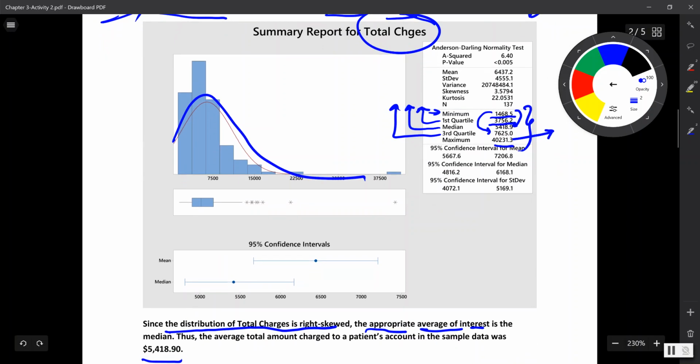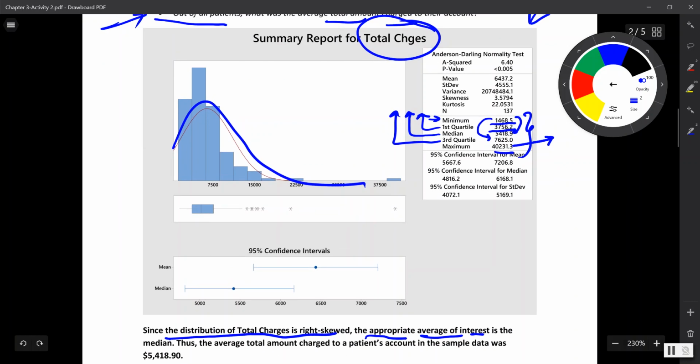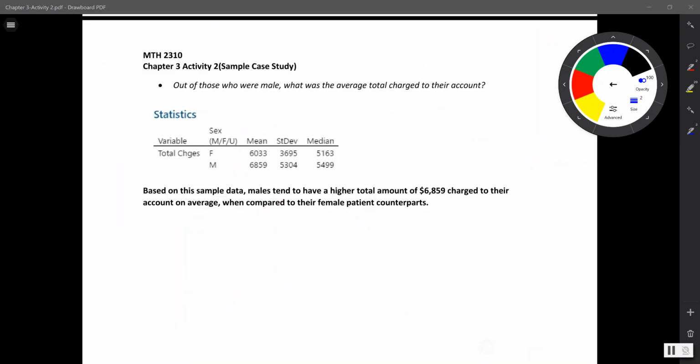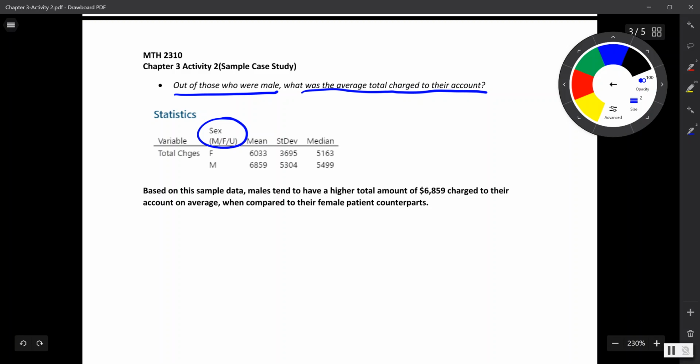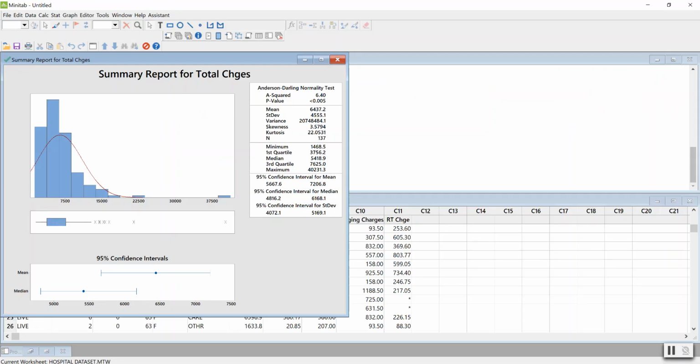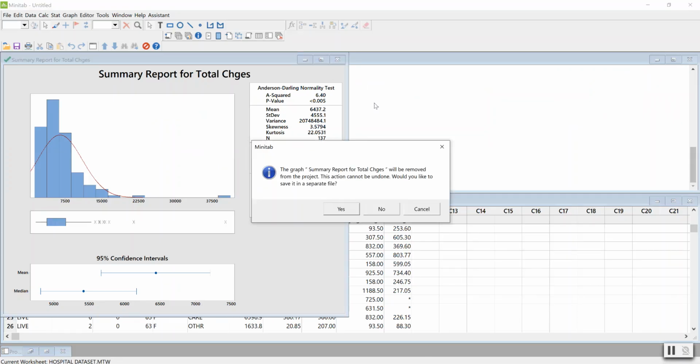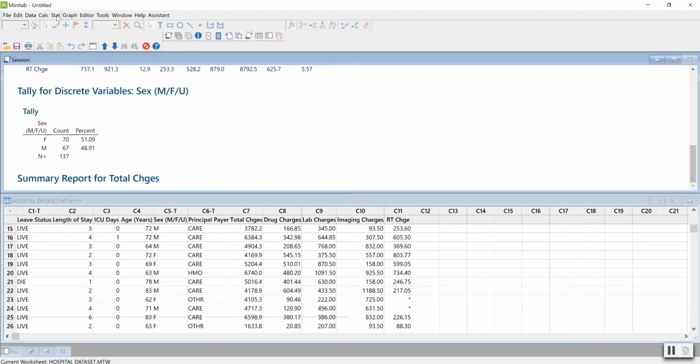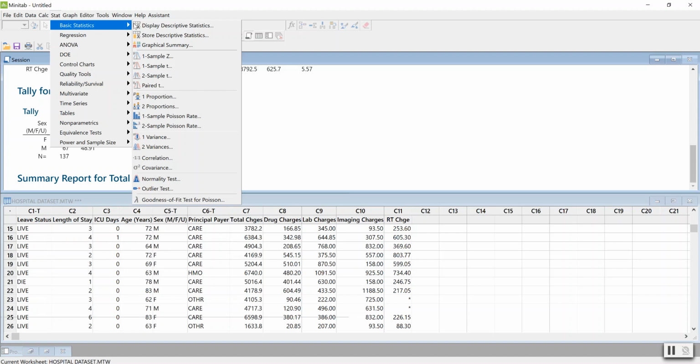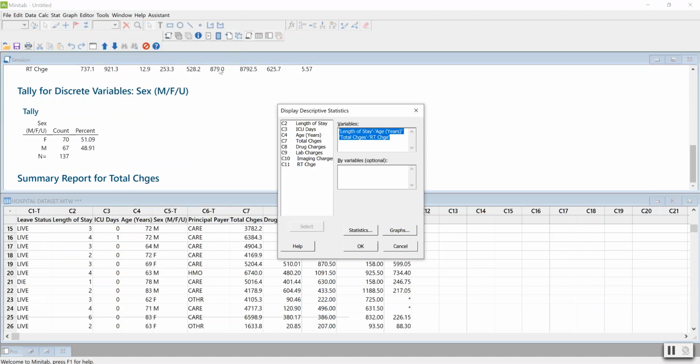So that concludes that quick analysis on the total charges for the hospital patients. Now, the next question we want to answer is, out of those who are male, what was the average total charged to the account? So sex-wise, we would like to see the averages for both sexes. To do that, we will go into Minitab. I'm going to close out of this and go into Stats, Basic Statistics, and we'd like to display descriptive statistics.